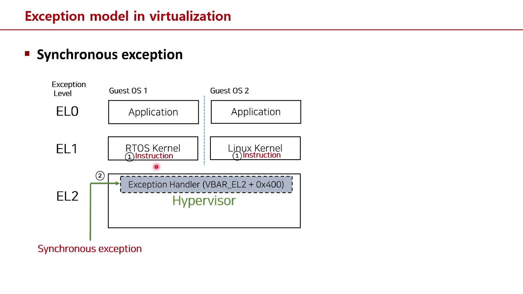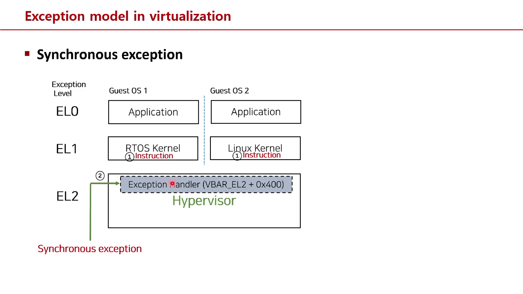So what I mean is that if a crash occurs at exception level 1, or a particular assembly instruction is executed, in this case, control is passed to exception level 2.